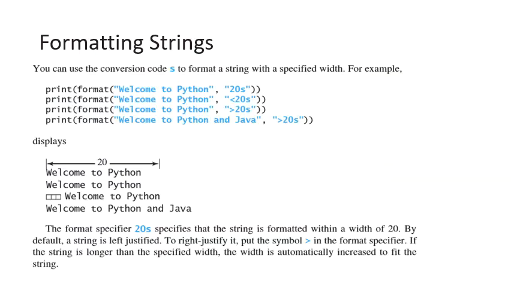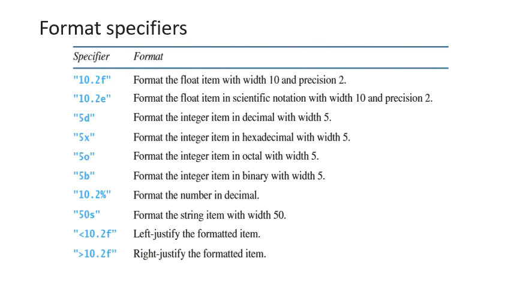Formatting strings. You can use the conversion code s to format a string with a specified width. So you can use 20s, <20s, >20s. This indicates the format specifier 20s specifies that the string is formatted within a width of 20. By default, a string is left justified. To right justify it, put the symbol greater than in the format specifier. If the string is longer than the specified width, the width is automatically increased to fit the string.